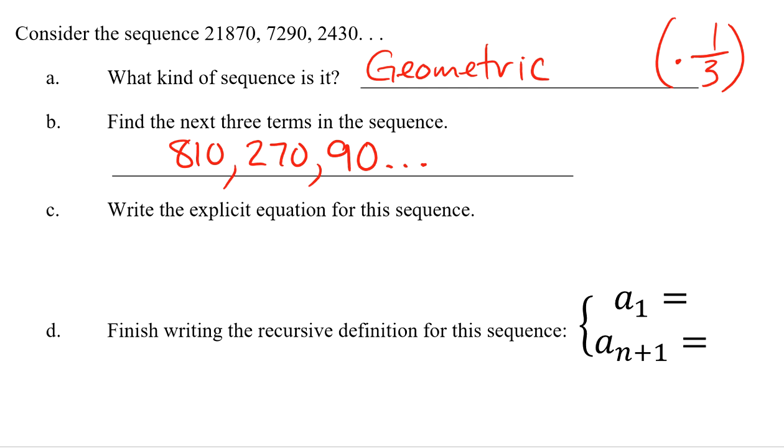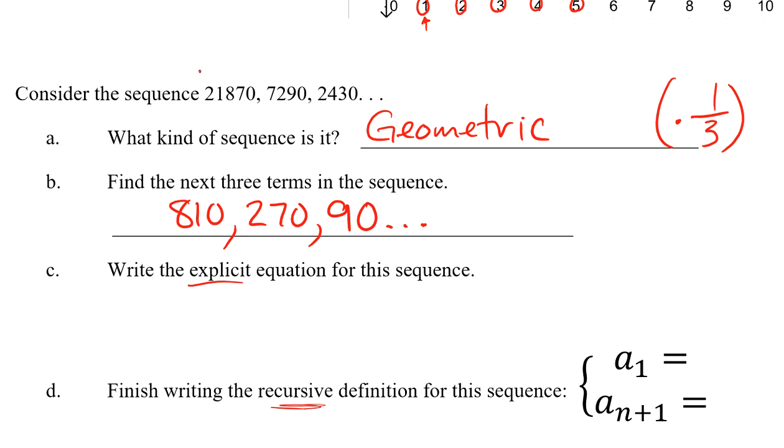Next it says write the explicit equation for this sequence. So in order for it to be the explicit equation, remember what has to happen is if I give it a term number, it gives me the value exactly. We're going to start with the explicit definition. And actually, I do need the 0th term here if I want to do this the way we've discussed in class. So as I move forward, I'm dividing by 3 to get the next one. If I want the 0th term, I need to multiply by 3.